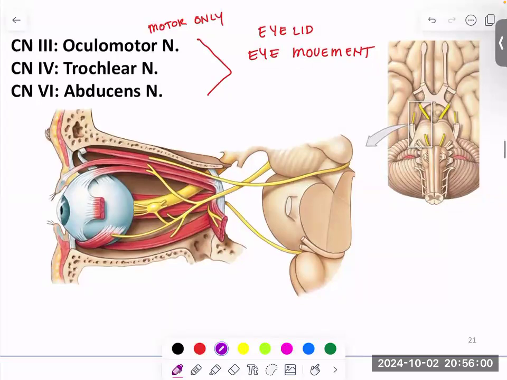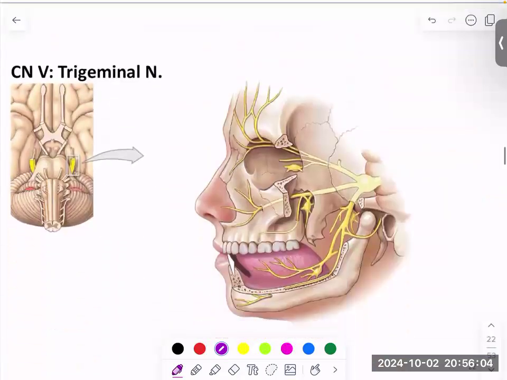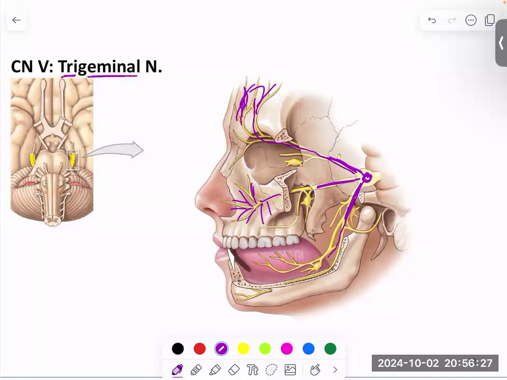Cranial nerve number 5. This one's a beast. Trigeminal. This one's called trigeminal because it starts here and it branches into 3 major nerves. One of them goes to the forehead. One of them goes to your face around your nose. The other one goes to your chin.